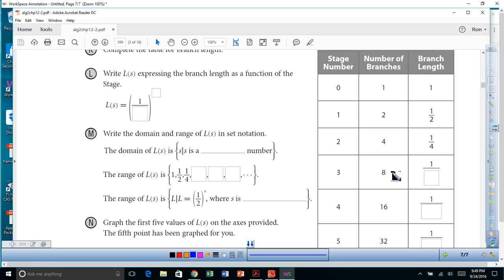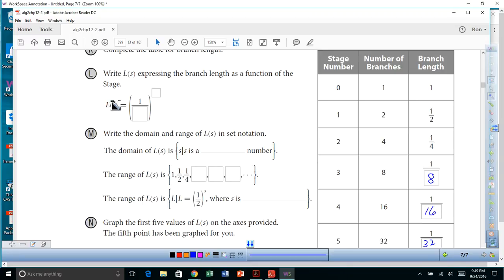Stage 3, the number of branches was 8, and the branch length was 1/8. Stage 4, the number of branches was 16, and the branch length was 1/16. 5, the number of branches was 32, and the branch length was 1/32. And if you'll notice, there's a pattern here.